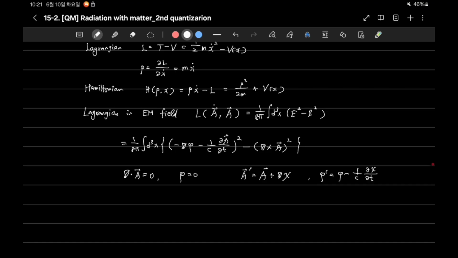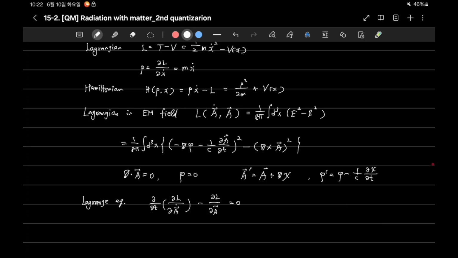So in the Lagrange equation in the field, we have the partial t of the Lagrangian with respect to A dot, minus partial L partial A, equal to 0. In classical mechanics, the Lagrangian is a function of velocity and coordinate, but here the coordinate corresponds to the vector potential, and the velocity corresponds to the time derivative of the vector potential. That is the Lagrange equation.